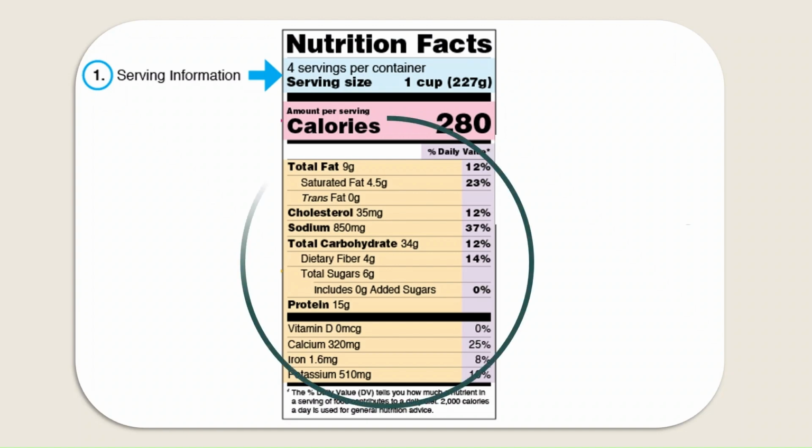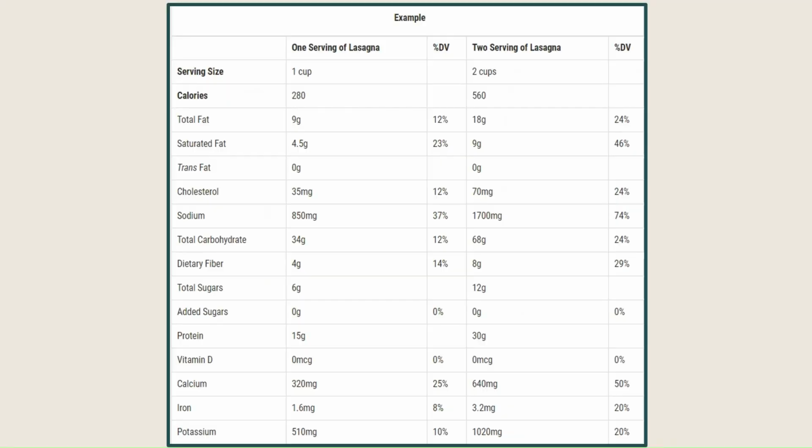All the nutrients listed on the label are based off of the serving size. For example, in this sample label, 1 serving of lasagna is 1 cup. If you eat 2 cups, you would consume 2 servings. That means 2 times the calories and 2 times all the nutrients shown on the label. You would need to double the calories and nutrients to know how many of each of those items you are getting by eating 2 cups, or 2 times the serving amount.